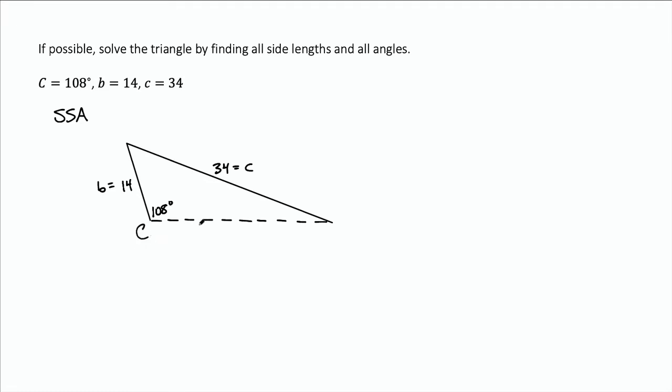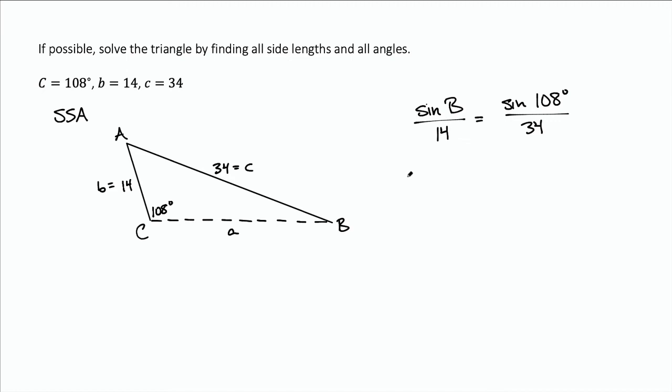We're going to go ahead and solve the rest of our triangle. With the law of sines, when you have just one angle, you're going to have to find the angle opposite the other side that you know. So that's going to be this angle B that we find. Looking at our law of sines, sine of B over side B, which is 14, equals sine of C, 108 degrees, over C, 34.